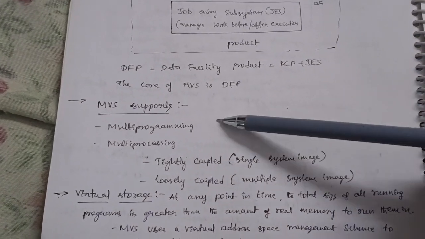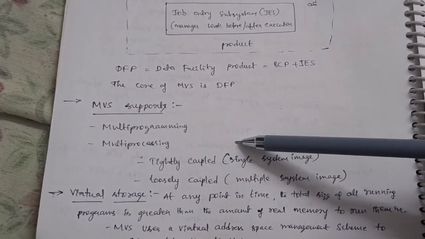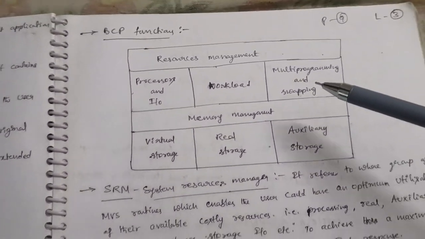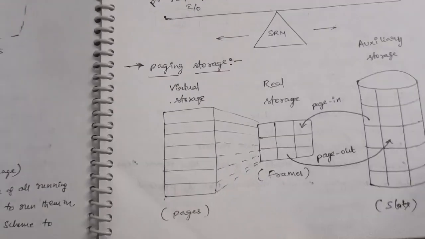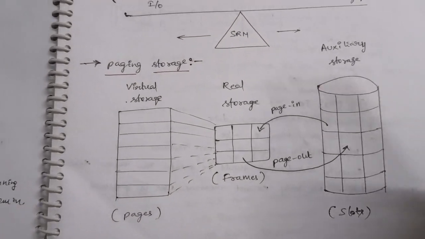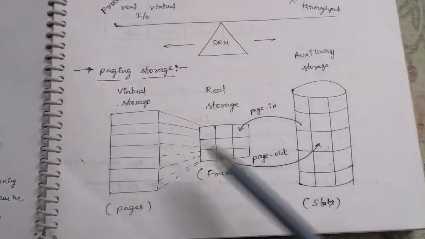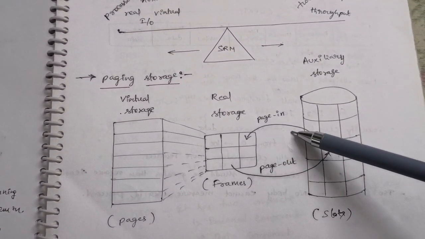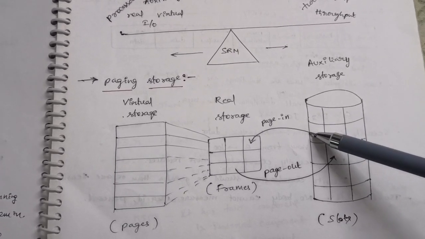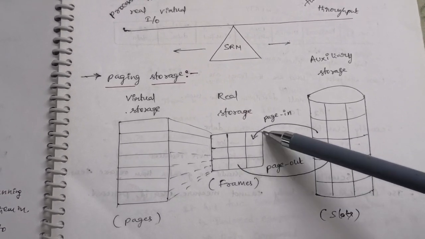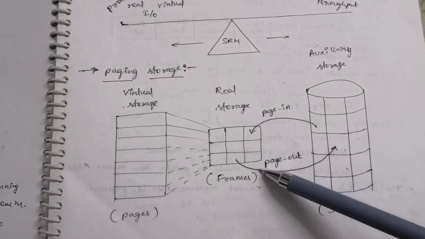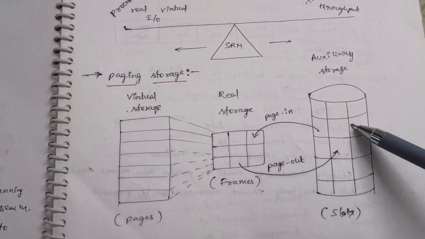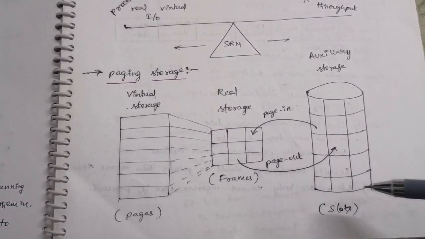And MVS supports multi-programming and multi-processing. And these are virtual storage and the BCP functions. These are the main concepts. We have to learn what virtual storage pages are, what real storage is, and what auxiliary storage is. What is paging? Whenever we do the processing from auxiliary storage to real storage, we call it a paging operation. Page out means the data is transferred from the real storage to auxiliary storage. That is what we call a page out operation.